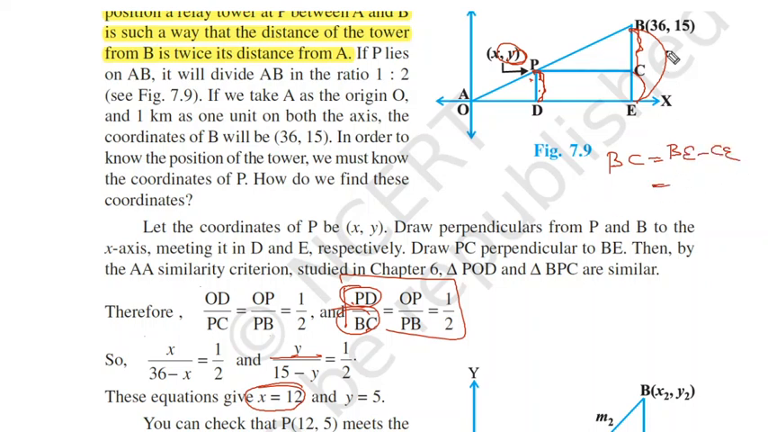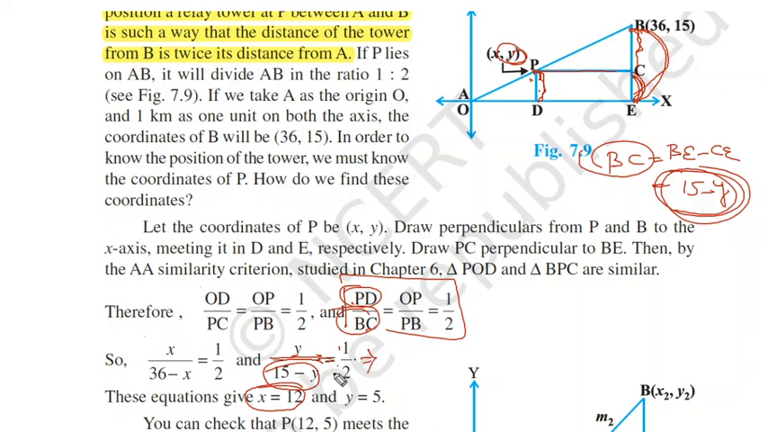Now, what is the length of BE? BE is 15, minus what is the length of CE? CE is, yes, y. So 15 minus y. So in place of BC we can write 15 minus y, which is equal to 1 by 2.